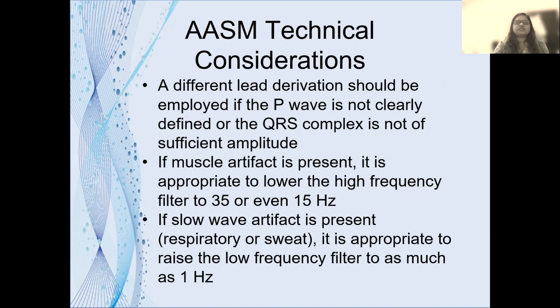Now, a different lead derivation should be employed if the P wave is not clearly defined or the QRS complex does not have enough amplitude. If muscle artifact is present, it is appropriate to lower the high frequency filter to 35 or even 15 Hertz. If slow wave artifact such as respiratory or sweat artifact is present, it is appropriate to raise the low frequency filter to as much as 1 Hertz.